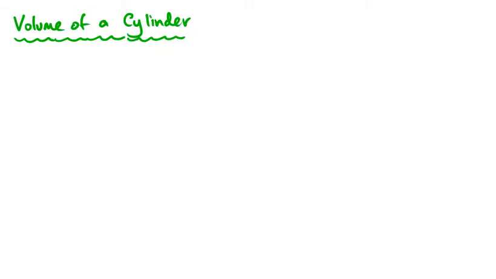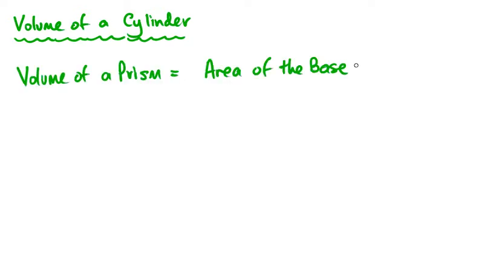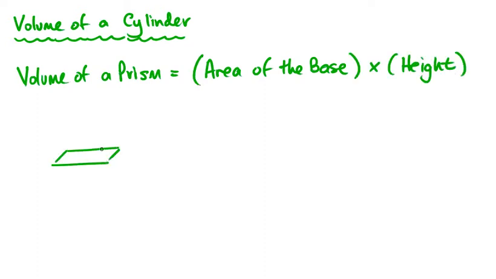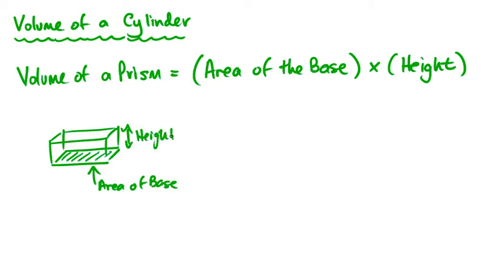Okay, to calculate the volume of a cylinder, we're going to use the formula for the volume of a prism, and we learned that last day, so let's state that again. So the volume of a prism is the area of the base times the height. So last day we saw that if you had some rectangle and that was the base shape, there's your area of the base. You could calculate that and then multiply it by how tall the object was.